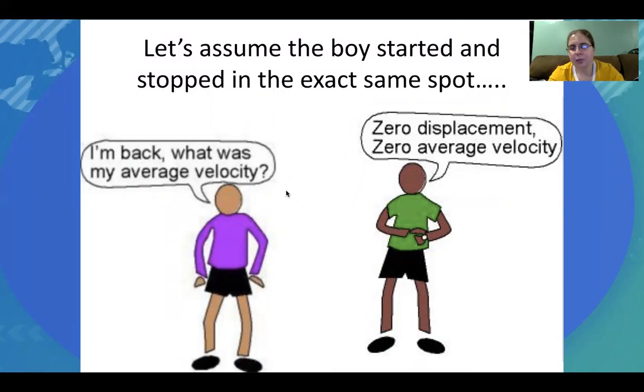Now, it doesn't mean that you weren't moving and you didn't have speed. You did have speed while you were moving, but you did not have an average velocity because you did not have a change in position. And that's why we say direction is very important, because you went maybe 10 meters per second to the right, and then on the way back, 10 meters per second to the left, ended up at the same place, cancels out.